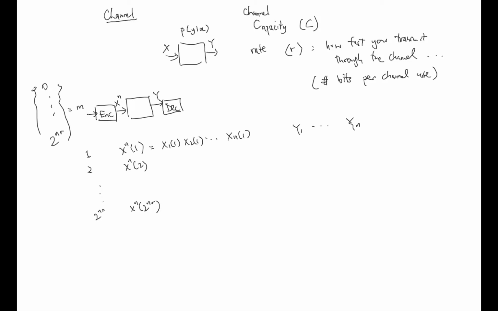I try to look at this y^n. I will have a decoder, let's call it D here. Decode this. Hopefully, I should get back 1 if I'm transmitting 1, or maybe I get m hat here. And I hope this m hat will be equal to the original m.